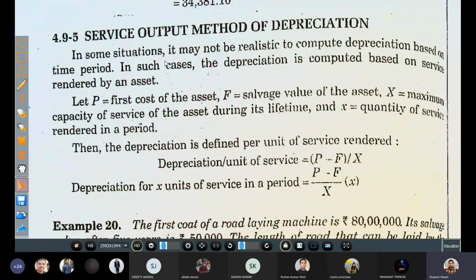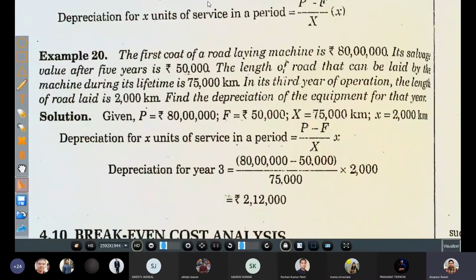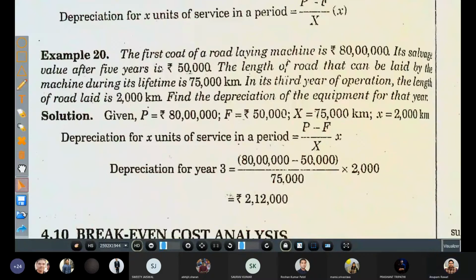In this example, the first cost of a road laying machine is 80 lakh rupees. Its salvage value after 5 years is 50,000. The length of road that can be laid by the machine during its lifetime is 75,000 kilometers. In its first year of operation, the length of road laid is 2,000 kilometers. Find the depreciation of the equipment for that year.